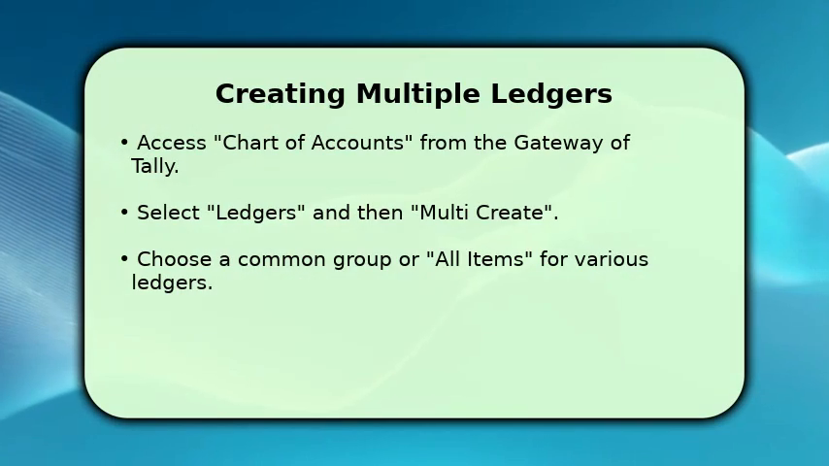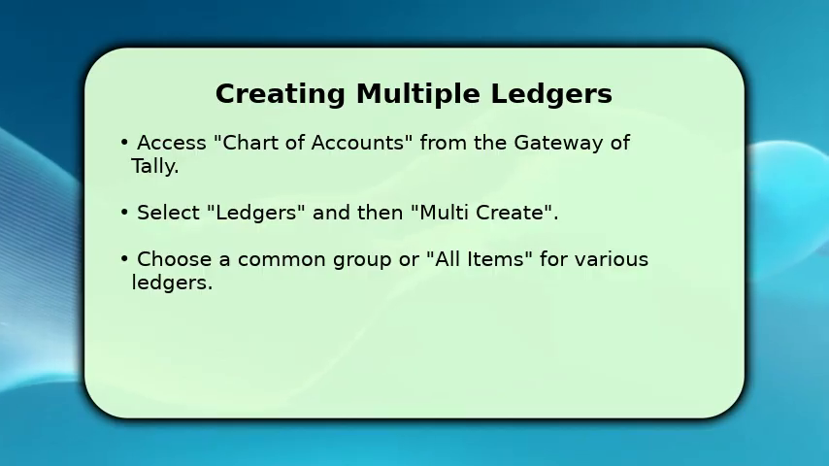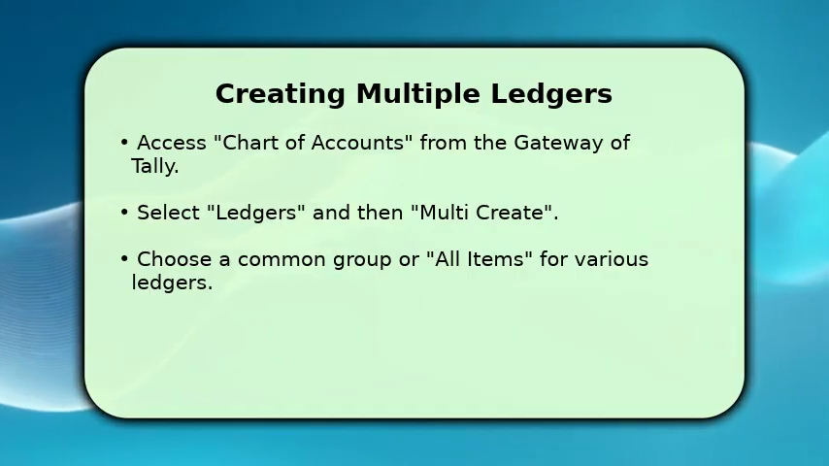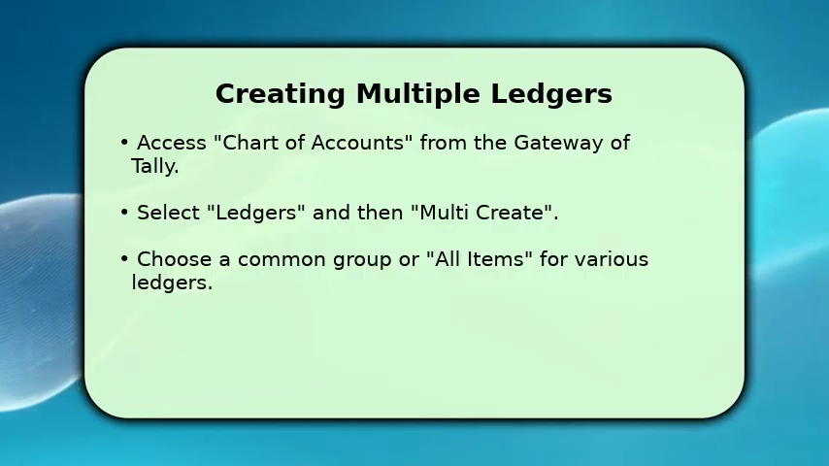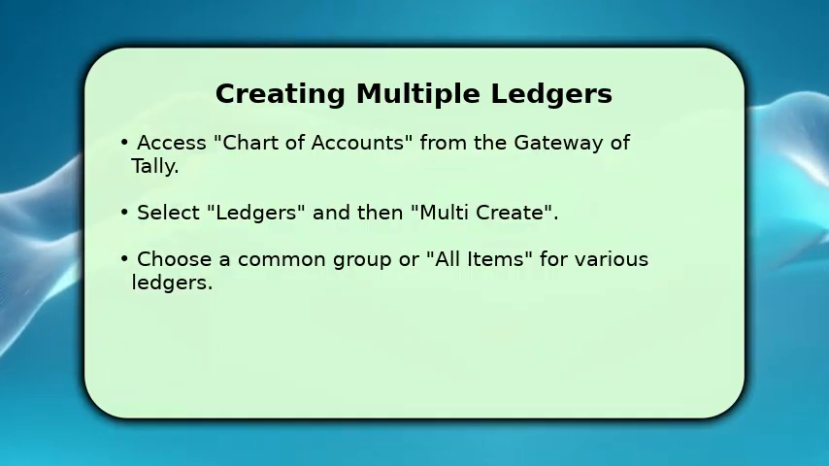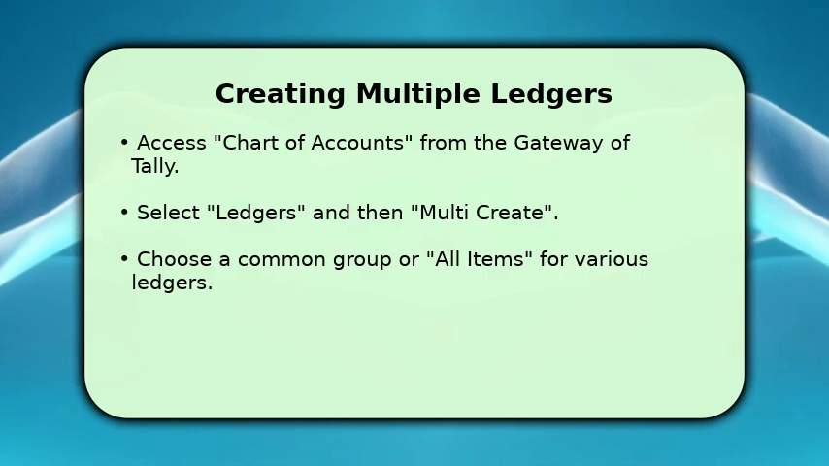For efficiency, Tally Prime allows you to create multiple ledgers simultaneously. Begin by navigating to the Chart of Accounts from the Gateway of Tally. Then, select Ledgers and look for the Multi-Create option, typically found on the right-hand side. You can choose a common group for all ledgers you are about to create, or select All Items for diverse ledgers. Proceed to enter each ledger name and its respective group one by one, saving significant time.